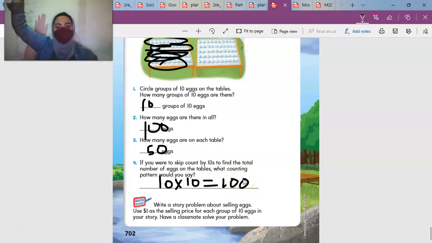Make sure you raise your hand if you have a question. Write a story problem about selling eggs. Use $1 as the selling price for each group of 10s. You don't have to do that part if you don't want to. Okay? All right, so that's it right there. That's all we're doing there.